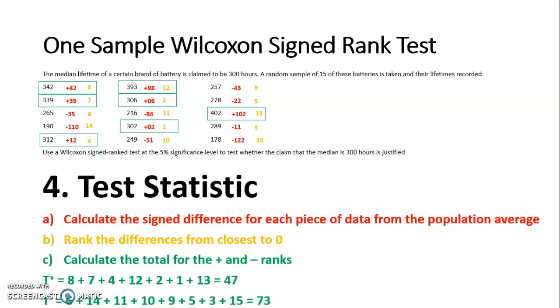The fourth and final step is then identifying my test statistic, and that is the smallest rank total. So out of my two here, 47 and 73, 47 is my smallest and therefore my test statistic.